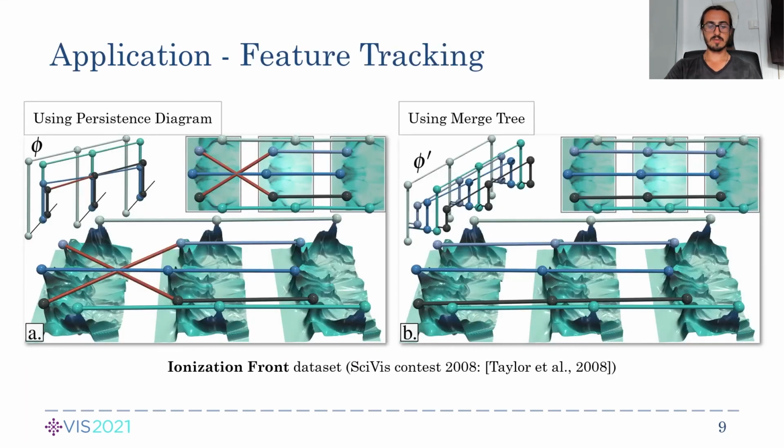The first application of our work uses the matching of the proposed metric to track features over time. We use here the ionization front dataset. It corresponds to the concentration in ions expelled by a star. On the left, we see the matching given by persistence diagrams. Since it considers persistence pairs individually, it can produce incorrect matching with crossings in the tracking. On the right, we see the matching of the merge trees, which works better since the structure of the tree constrains the matching by exploiting the global structure of the data.